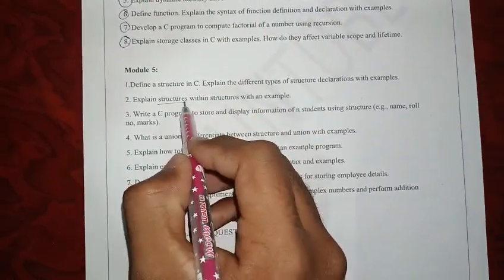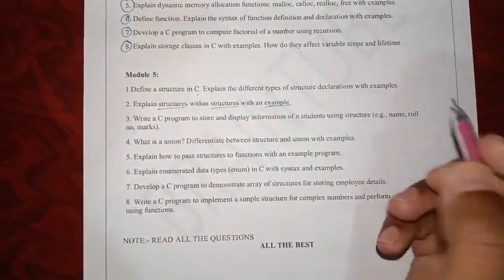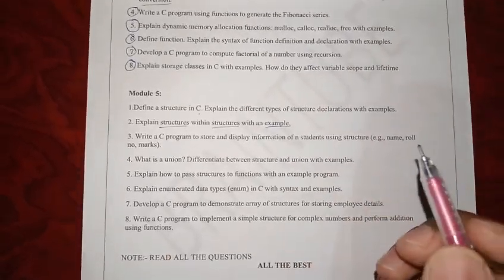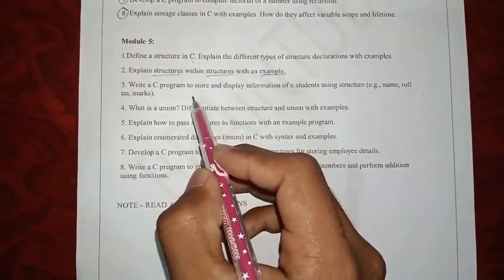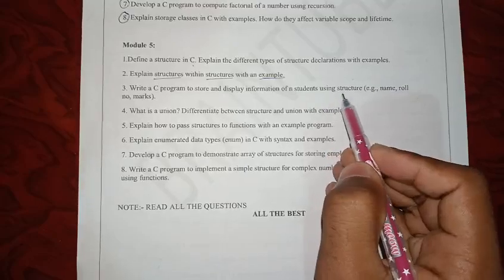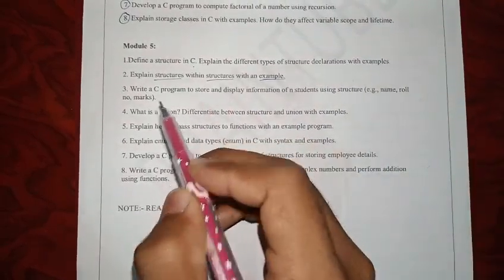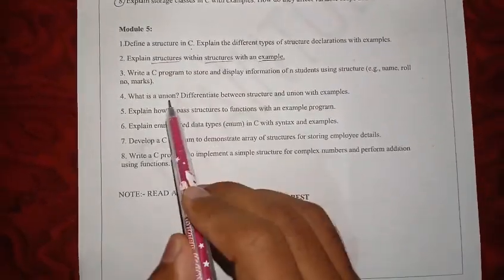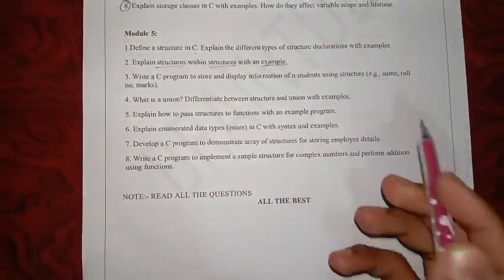We have to explain the structures within the structures giving an example in the form of code. Everywhere the example means we have to write certain code for that given question. Question number 3. Write a C program to store and display information of n students using structure. Example like name, roll number and marks. Question number 4. What is union? Differentiate between structure and union with examples.